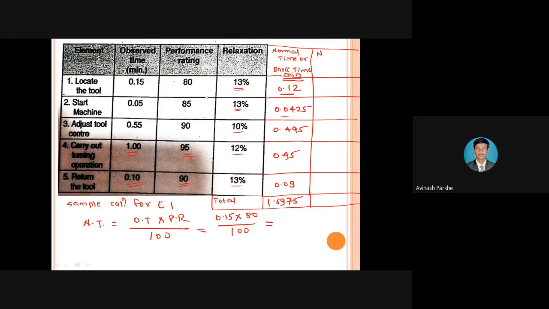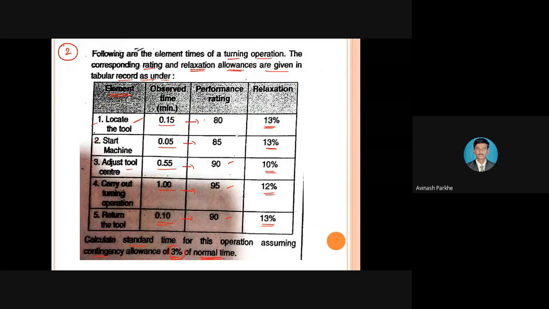Therefore, in the last column, we have to write the normal time allowance. In the previous problem, only 10% and 5% allowance was given on the total normal time. Here in this problem also, at the end, a last 3% allowance is given on total normal time. But in addition to that, for each element, again 13%, 13%, 10%, 12%, 13% are extra relaxation allowances. Therefore, we have to consider the effect of that relaxation allowance, and at the end, the effect of this contingency allowance also.